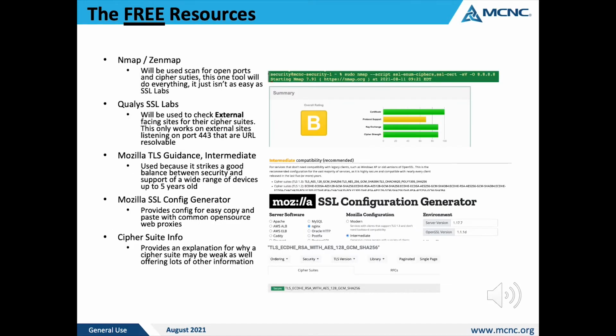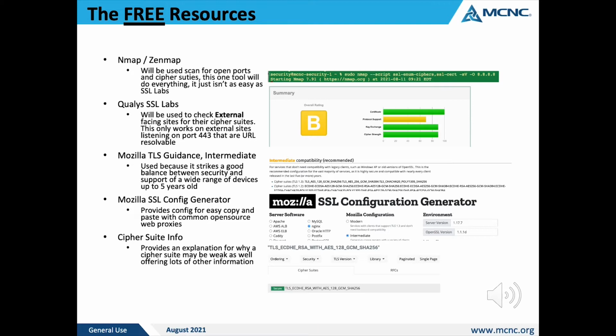They say the best things in life are free. Well, here's 5 free resources for us. We're going to start off using Nmap, or if you prefer a GUI, you can use Zenmap, although we won't be covering that. It's self-explanatory and you can use the same flags I'm using in Nmap. We'll also be using Qualys SSL Labs, which is a much prettier way to check our external sites that are URL resolvable on port 443.